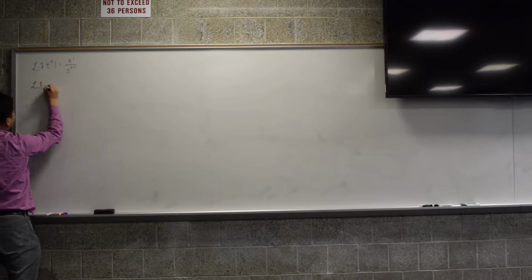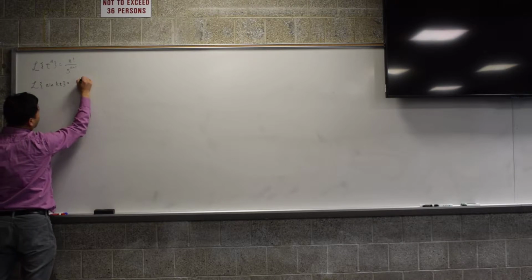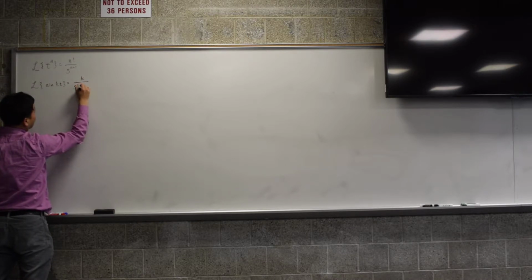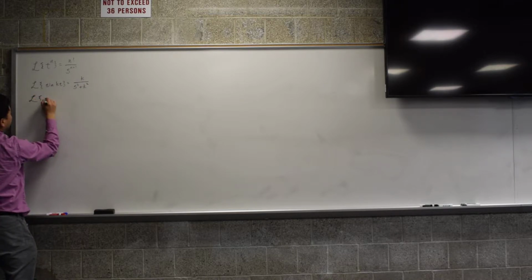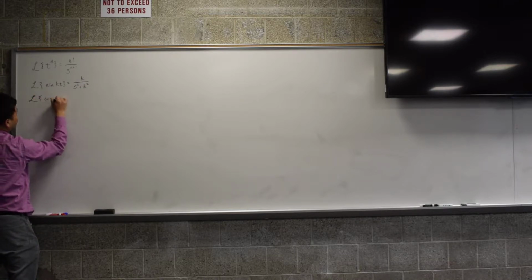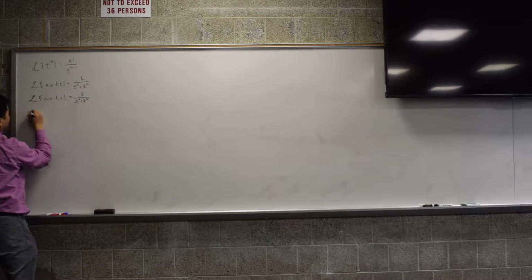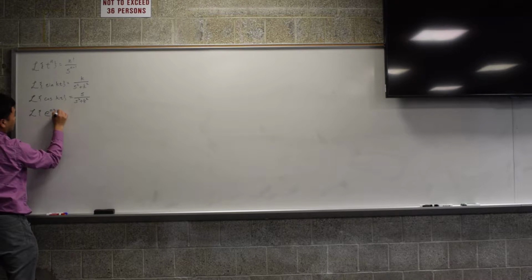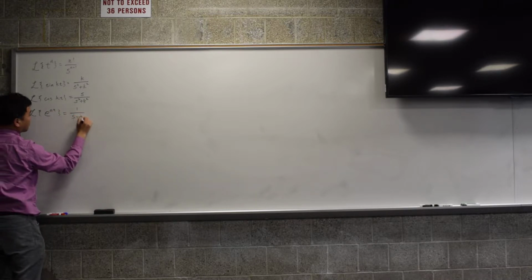And then sine of kt is k over s squared plus k squared, and cosine of kt is s over s squared plus k squared, and then e to the at is 1 over s minus a.